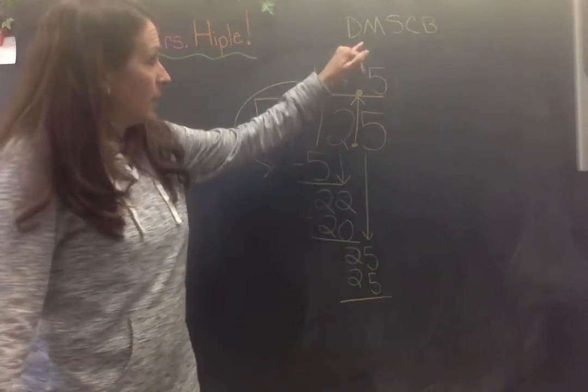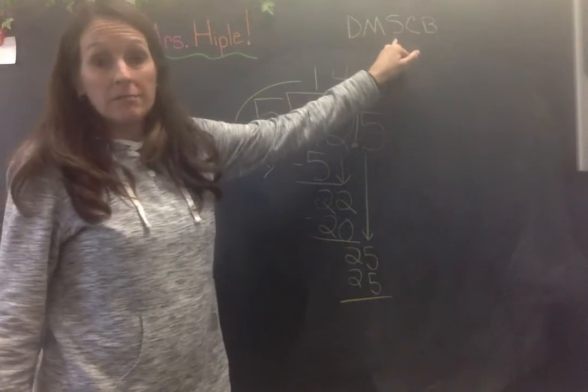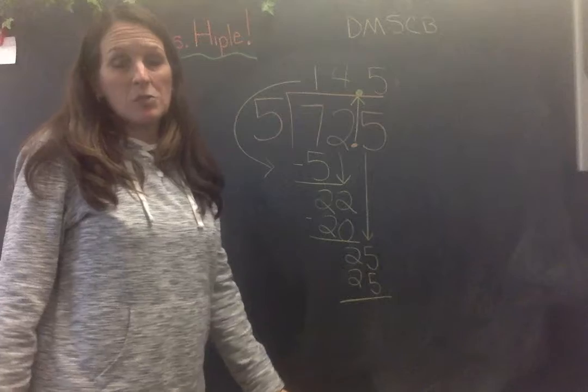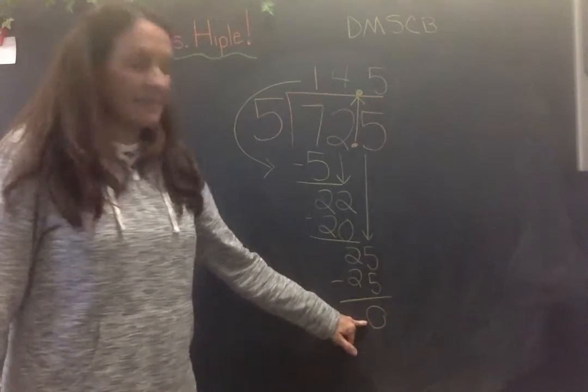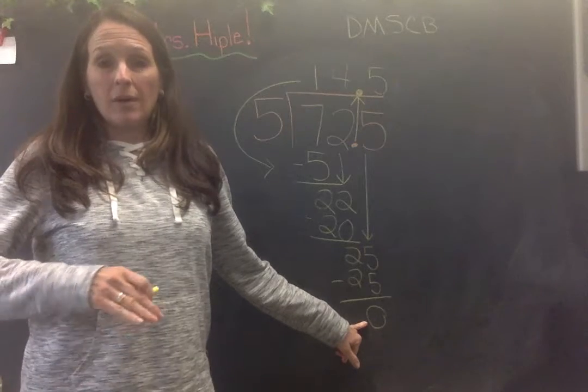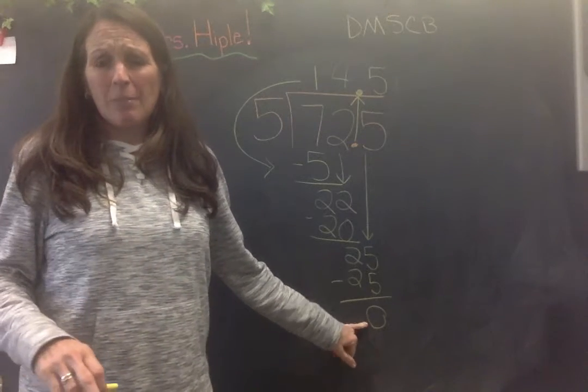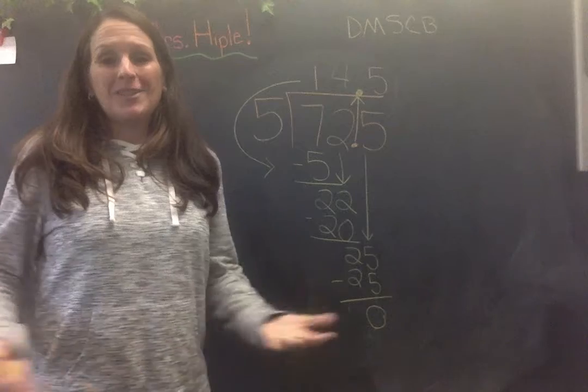And then I've done my dividing, multiplying, subtract. 25 minus 25, that's pretty easy. It's 0. Remember, once you get down to 0, or wherever your teacher tells you you can stop, but generally when you get to a 0, you're done.